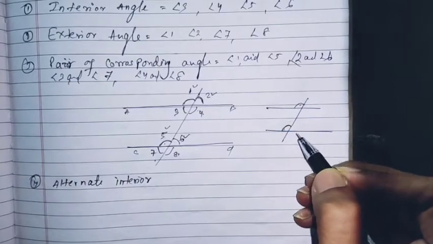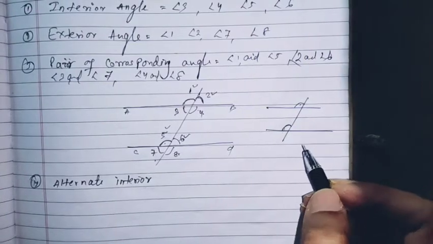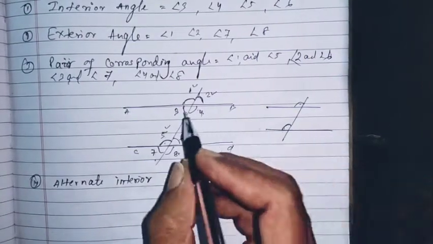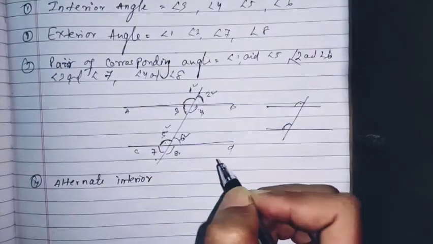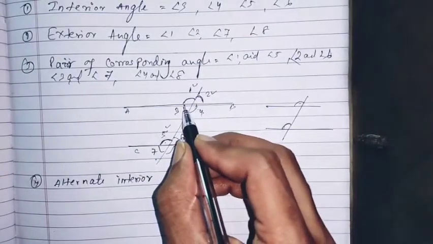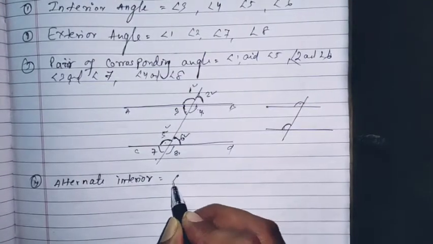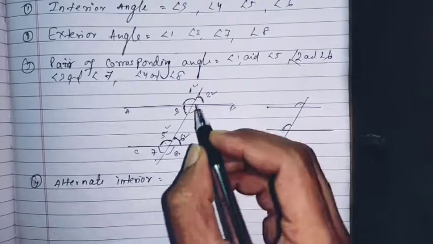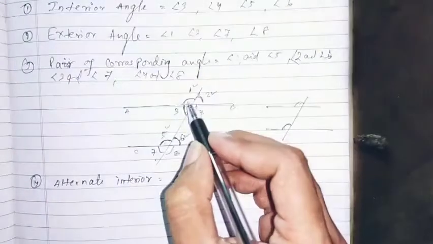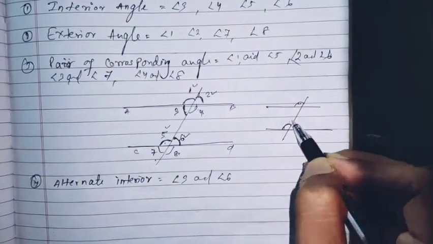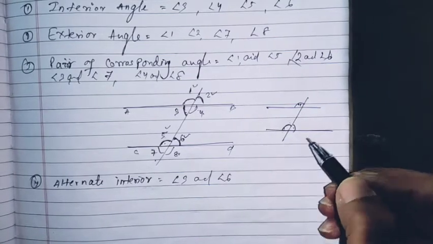Now it says alternate. What do you mean by alternate? Interior alternate, not exterior alternate. So angle 3 and angle 5, and angle 4 and angle 6 you can say, but in alternate interior, angle 3 is alternate to angle 6. This one is alternate, and this is corresponding. But in questions it says alternate interior.